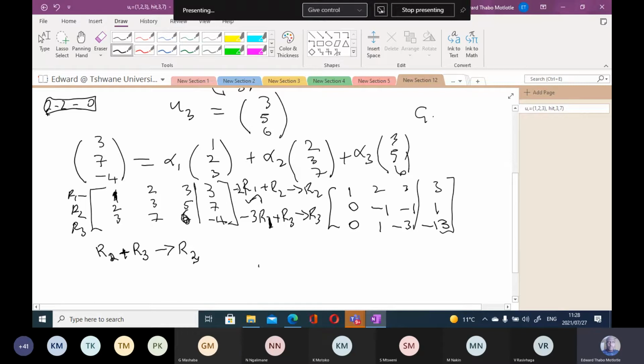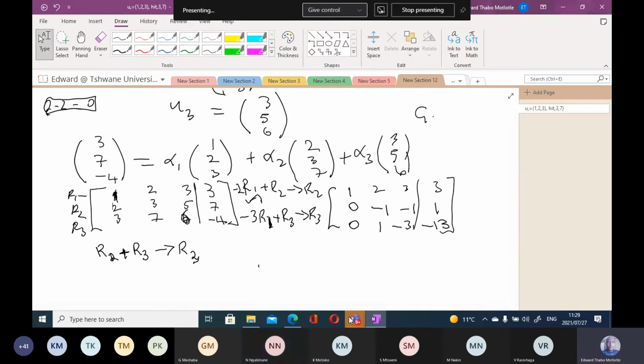Like here, I multiplied equation 1 by minus 2 and added equation 2, and I end up with 2. For equation 3, you multiply 1 by minus 3 and add to 3, and you get that. That gives me 6. Okay, now on to the next step.